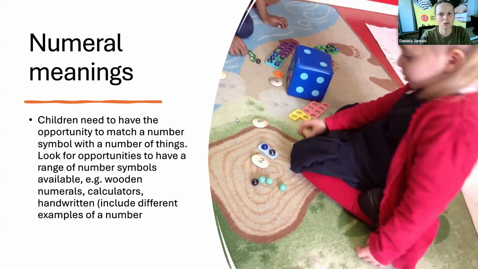And so important that we're not missing the step of understanding the amount. There are those children who recognize and read the numerals very fluently, but do not understand what they stand for. So we need to provide the opportunities with wooden numerals, calculators, handwritten examples of number alongside the quantity.